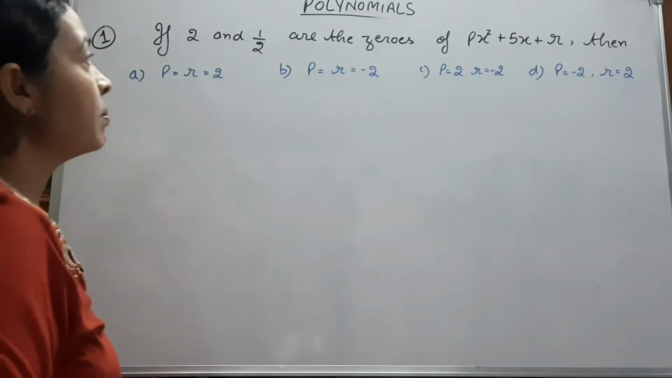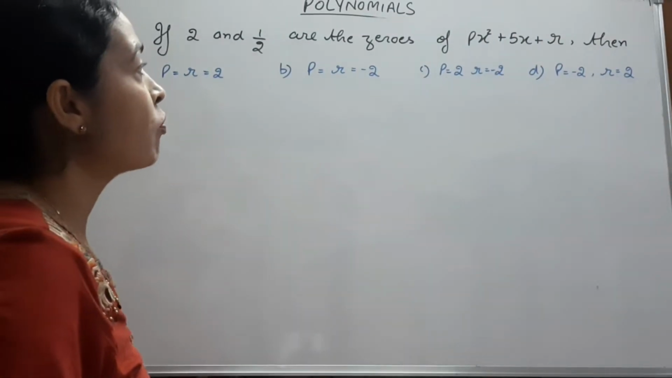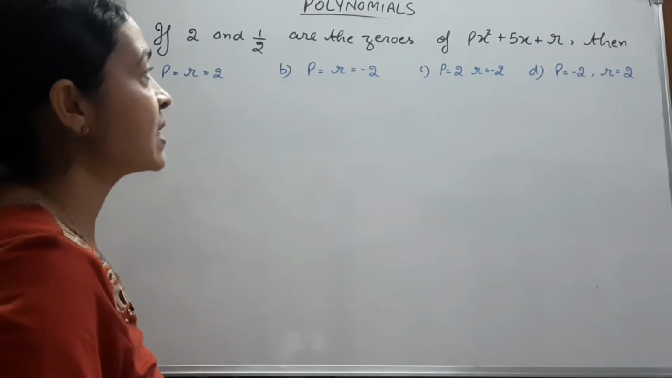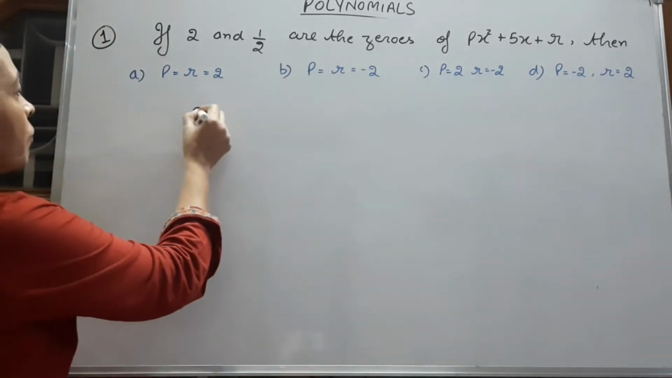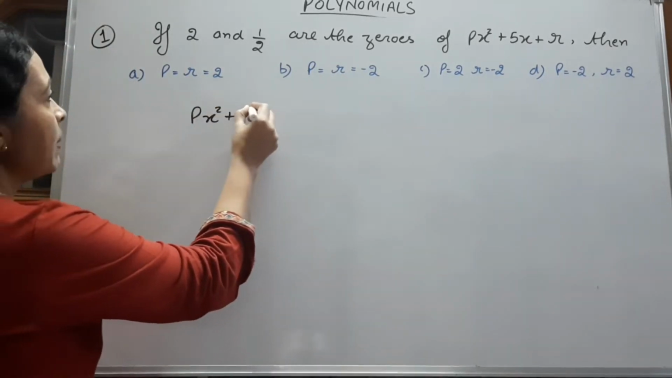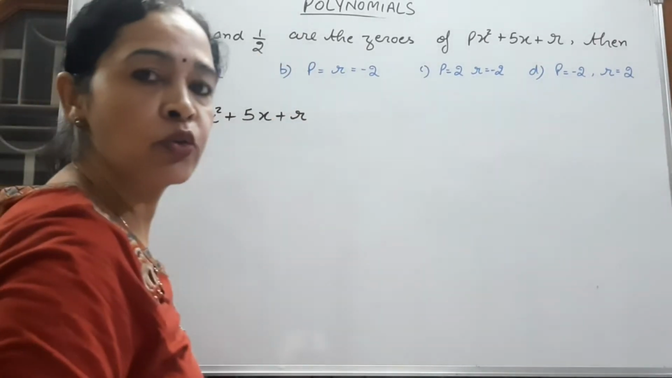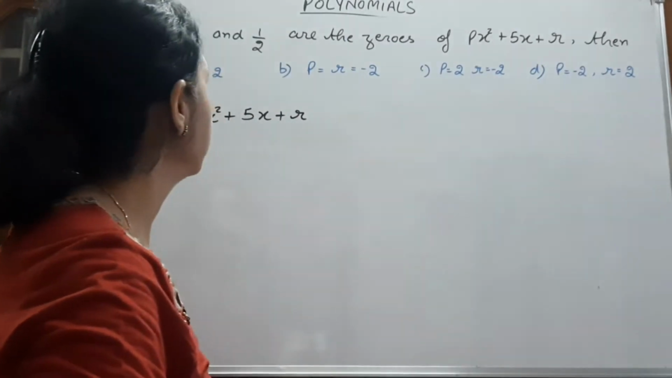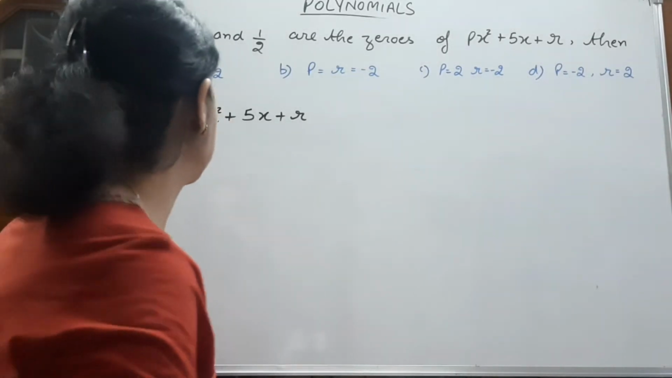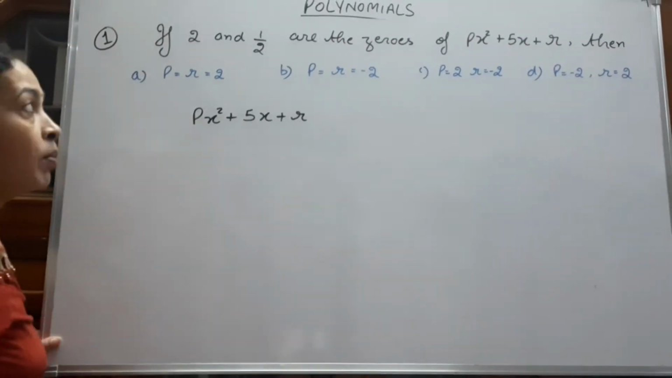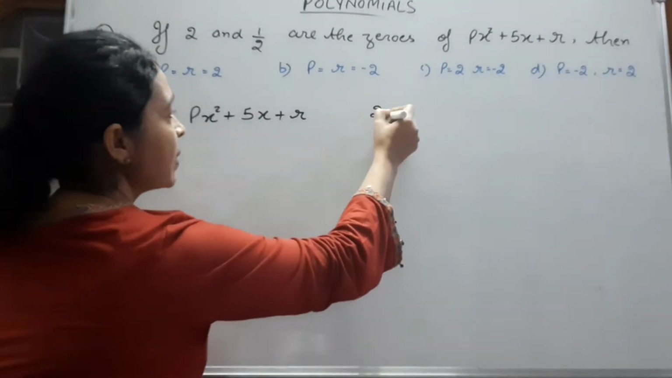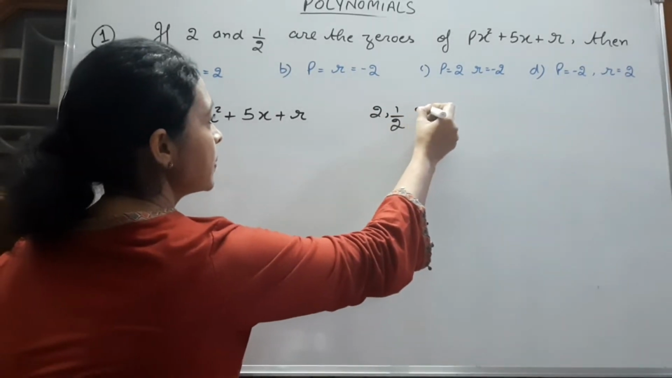If 2 and 1 by 2 are the zeros of px square plus 5x plus r, we have a quadratic polynomial px square plus 5x plus r. We have to find the values of p and r. Two zeros are given. This is our polynomial. 2 and 1 by 2 are zeros.